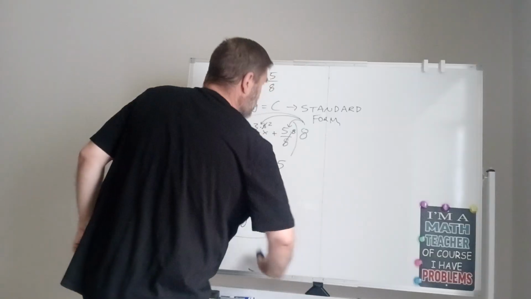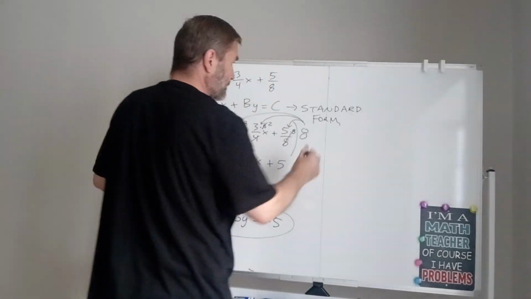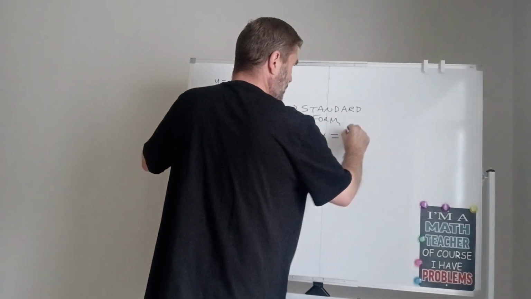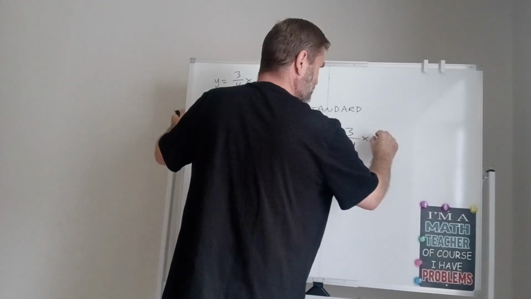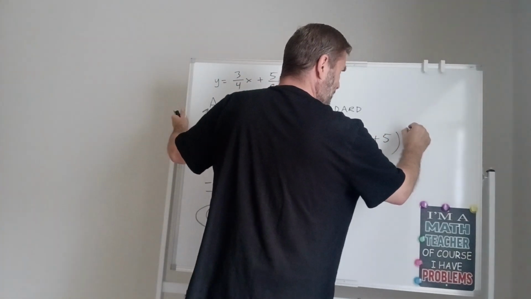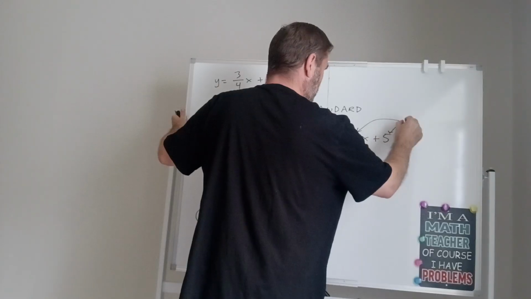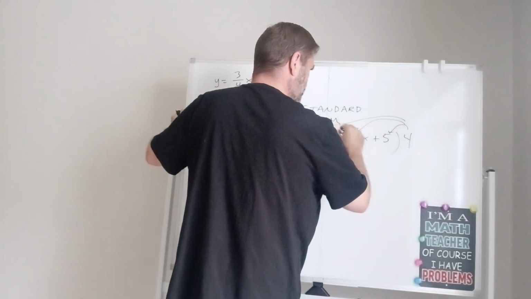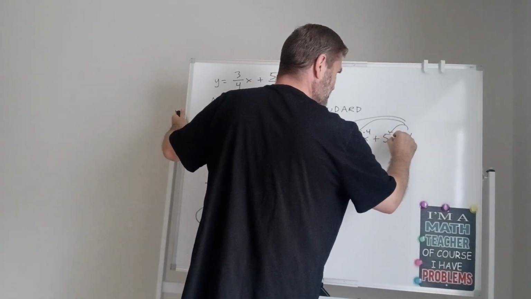Actually, let me write that out real quick since we got time. So if I had y equals 3/4 x plus 5, right? See, now the common denominator is 4. So now I'm multiplying everything by 4. So I got times 4, times 4, times 4.